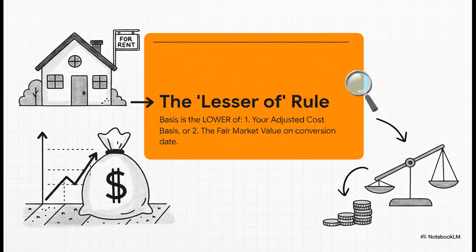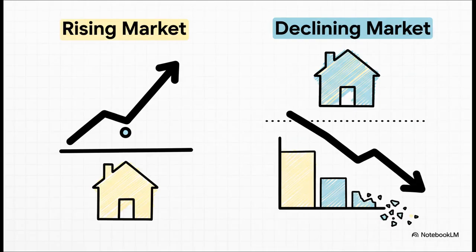When you convert a home to a rental, your depreciable basis is not just what you paid for it. It's also not what it's worth now. It is the lower of your adjusted cost basis or the fair market value on the exact date of conversion. This rule has two very different outcomes depending on the market.